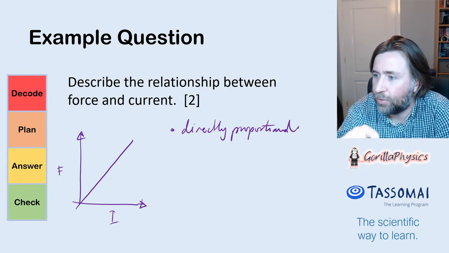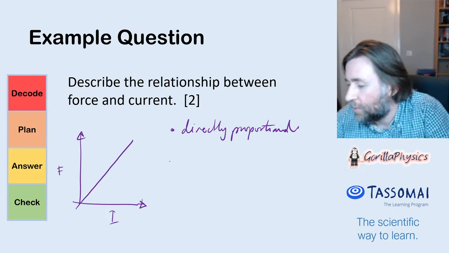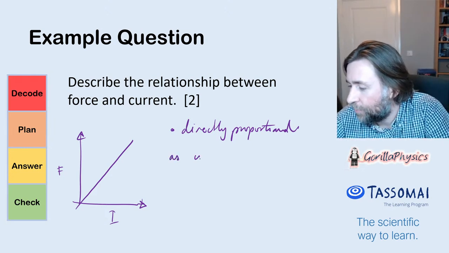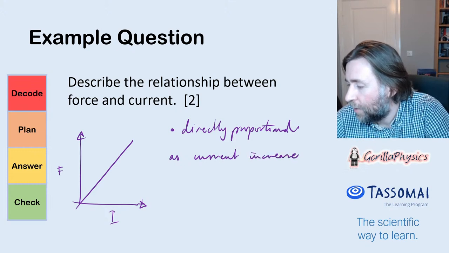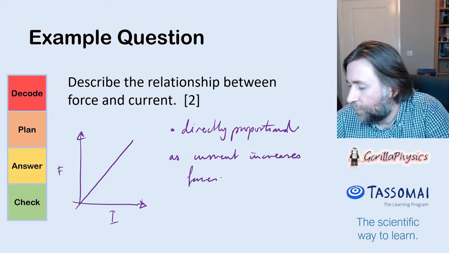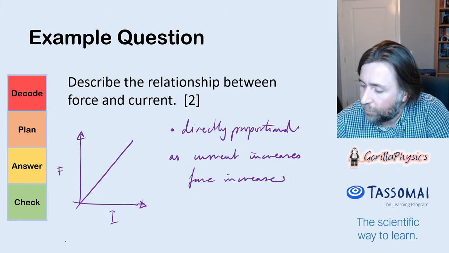you will get both marks by saying directly proportional. Many of you might write, as current increases, force increases. Which is not wrong, but it's only worth one of the available marks.